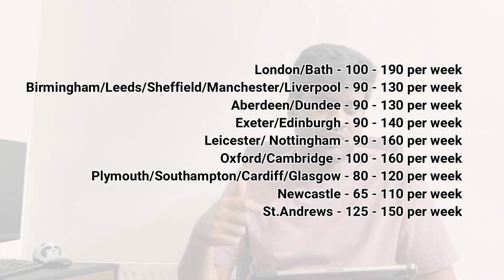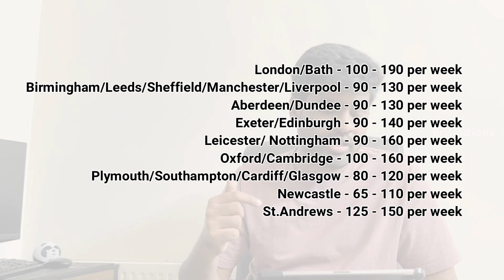Oxford and Cambridge, it's £100 to £160 per week. Plymouth, Southampton, Cardiff and Glasgow, it's £80 to £120 per week. Newcastle, it's £65 to £110 per week. St Andrews is £125 to £150 per week. These give you a rough figure of how much the accommodation cost will be in these cities.